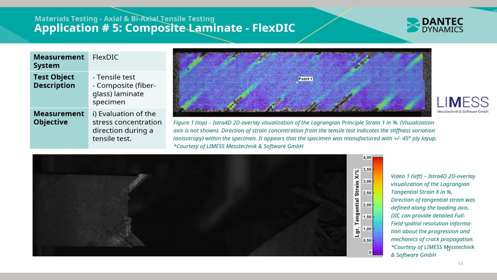In Figure 1 to the top, we see the ISTRA 4D 2D overlay visualization of the Lagrangian principal strain 1 in percentage. The direction of strain concentration from the tensile test indicates the stiffness variation, or the anisotropy, within the specimen. It appears that the specimen was manufactured with a plus-minus 45 ply layup.